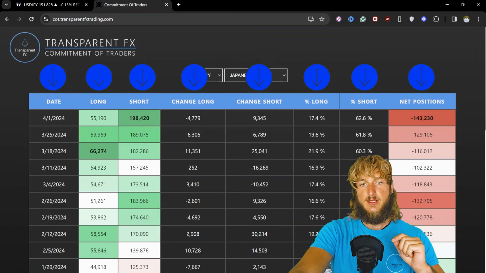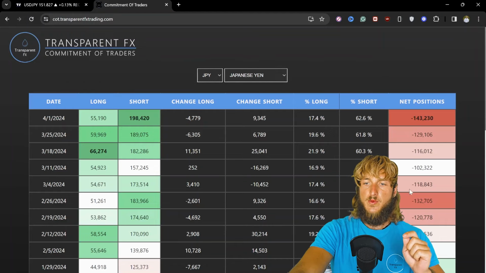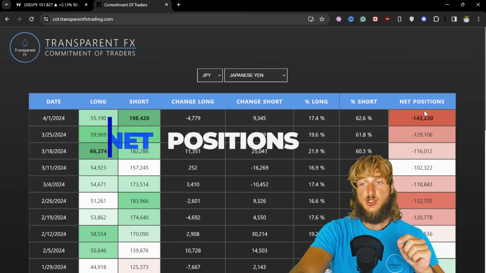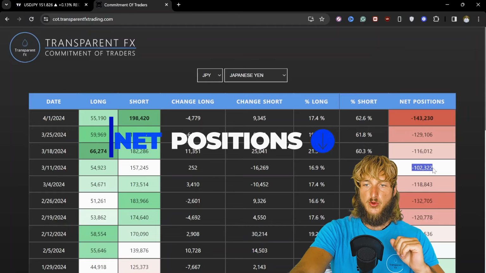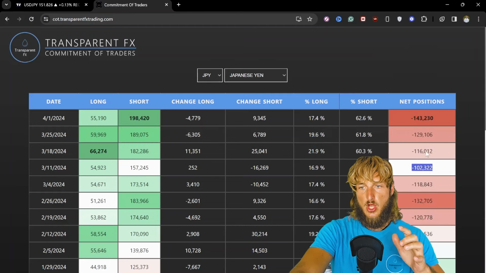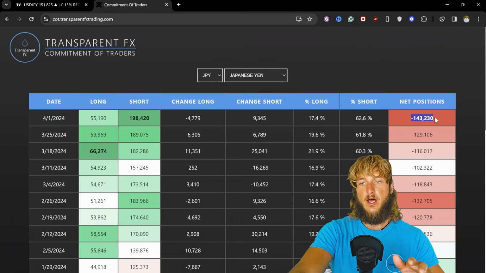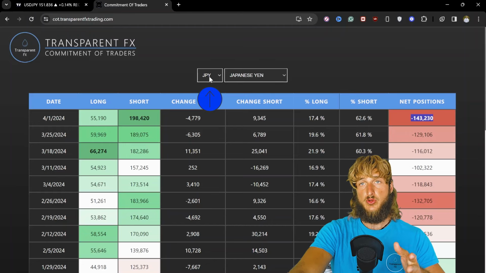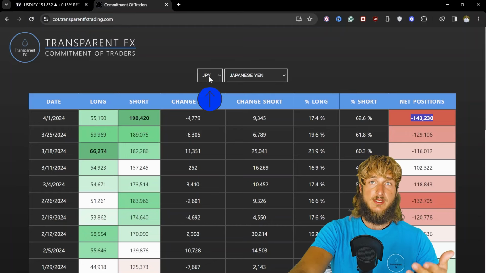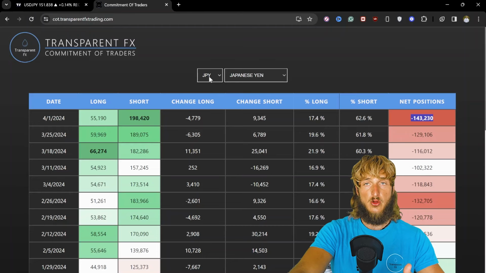Now, if we check the data precisely for the JPY, we can see how with the last reports, net positions have been decreased massively. We went from having minus 102.3k net positions all the way down to minus 143.2k net positions. So clearly, institutions have been moving to the bearish side of the JPY, and institutions shorting the JPY make USDJPY stronger because all currencies on the spot are traded against the USD.